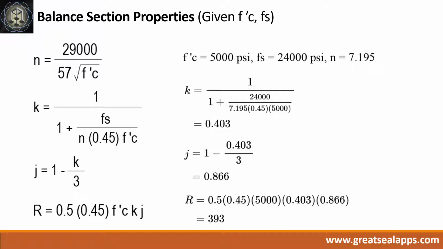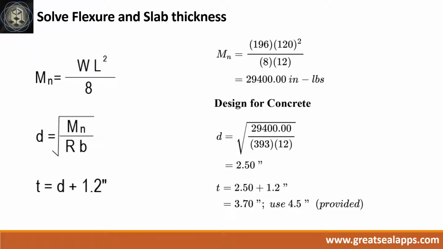Given f'c equals 5,000 psi, fs equals 24,000 psi, the balanced section properties are as follows: n equals 7.195, k equals 0.403, j equals 0.866, R equals 393. Given w equals 196 pounds per foot and L equals 10 feet, the moment is 29,400 inch-pounds. The effective depth is 2.5 inches and total depth is 4.5 inches.